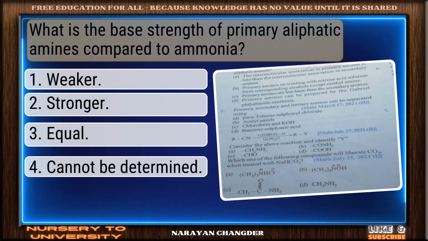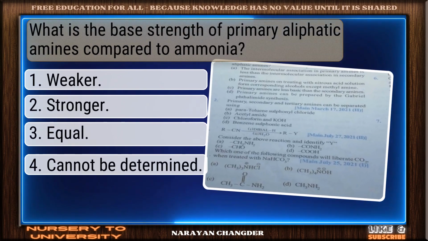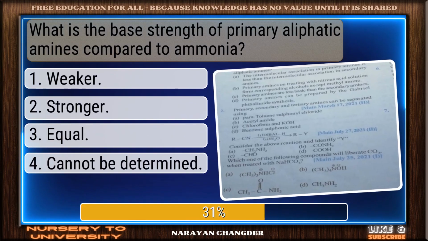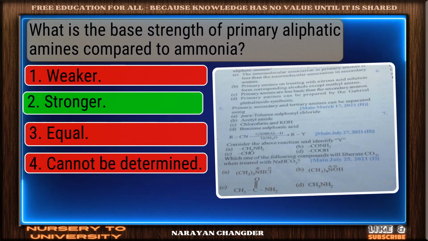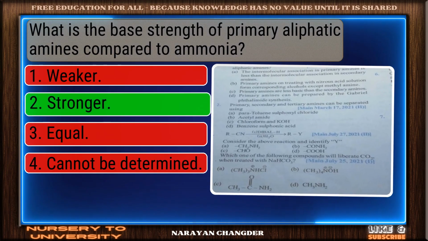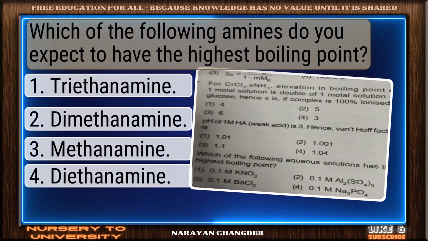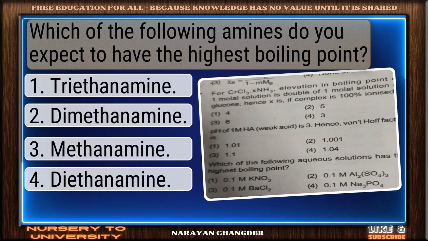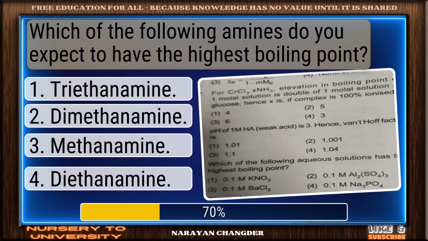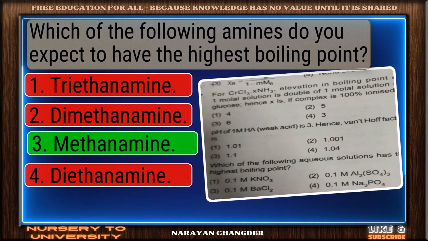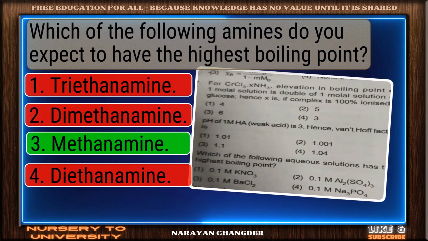What is the base strength of primary aliphatic amines compared to ammonia? Solid response. Stronger is a valid choice. Which of the following amines do you expect to have the highest boiling point? Right again. Methenamine is a valid answer.